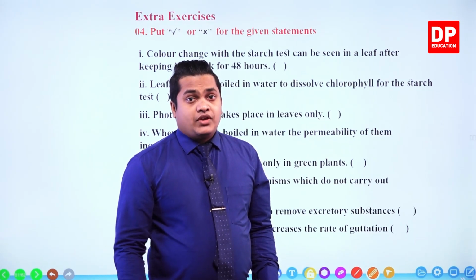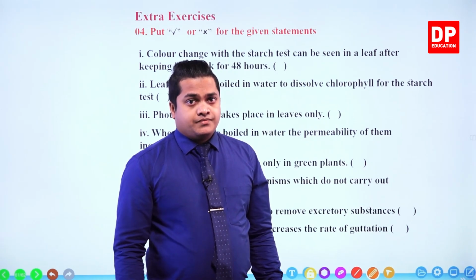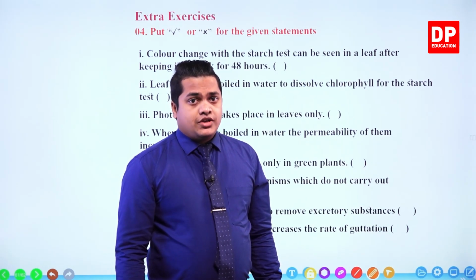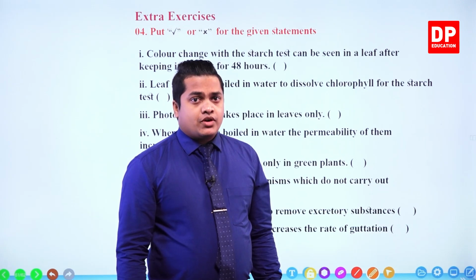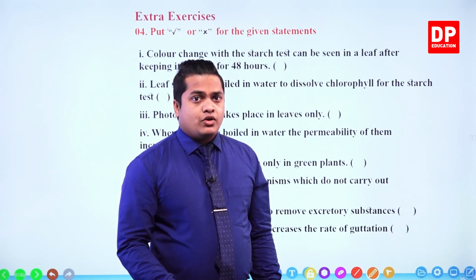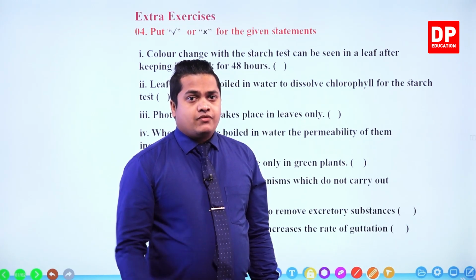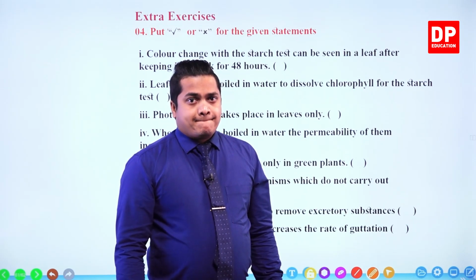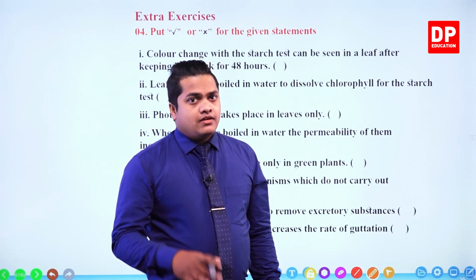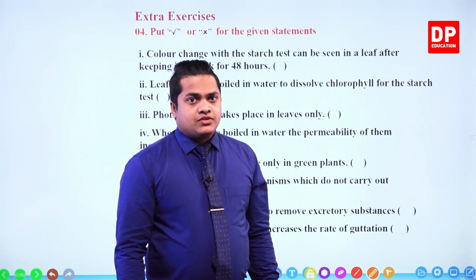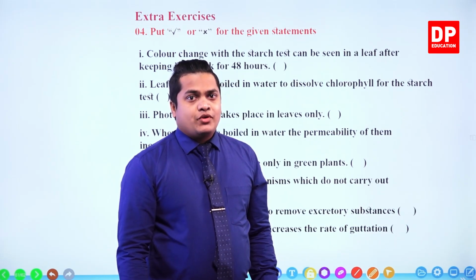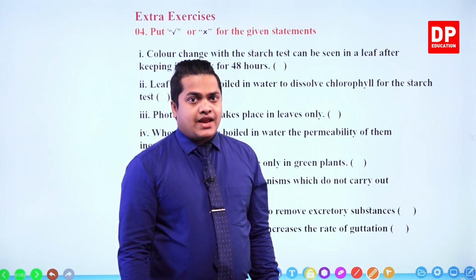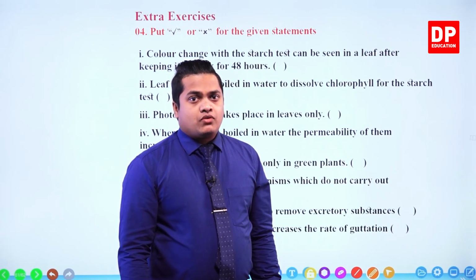So my dear children, we can't observe a color change. If I'm going to keep a potted plant in a darker place for about 48 hours, then after that I'm going to pluck a leaf, then prepare it for the starch test. Then after adding iodine, I can't see any color change because there is no starch. There is no way of making starch as I have kept that in a darker place for about 48 hours.